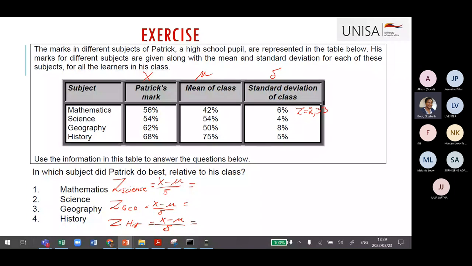So then let's calculate for science. Who wants to do that? I'm not putting you on the spotlight if you want.